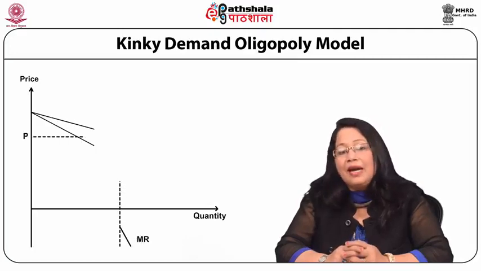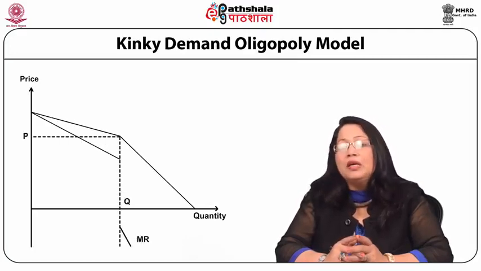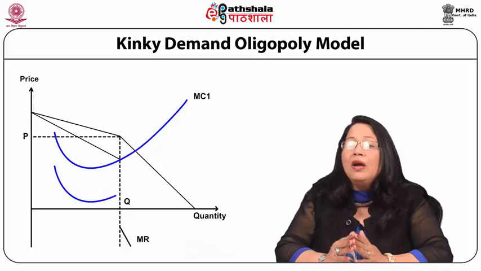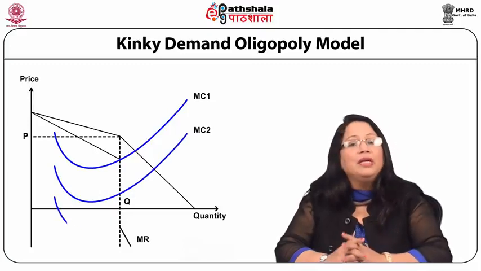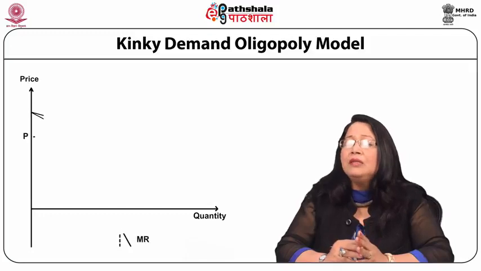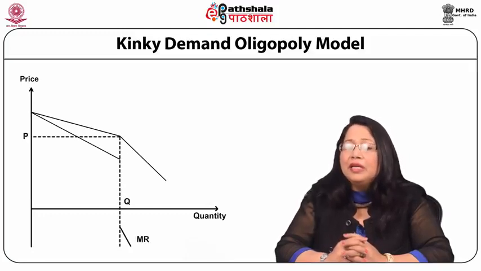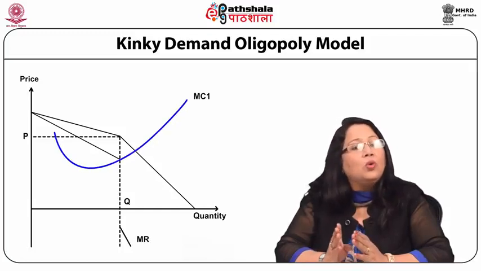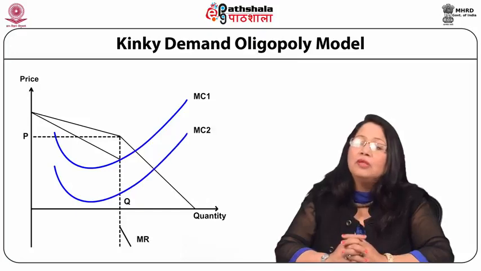It becomes clear that if a change in cost conditions affects the MC within the gap of MR, it doesn't bring any change in price and output. It is evident that price under oligopoly tends to be rigid unless drastic changes take place in the cost conditions or demand. So students, let's now summarize what we have learned in this module.